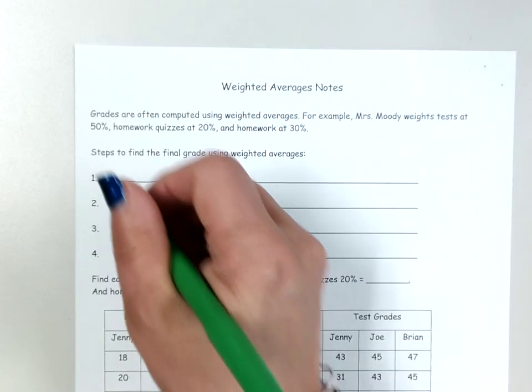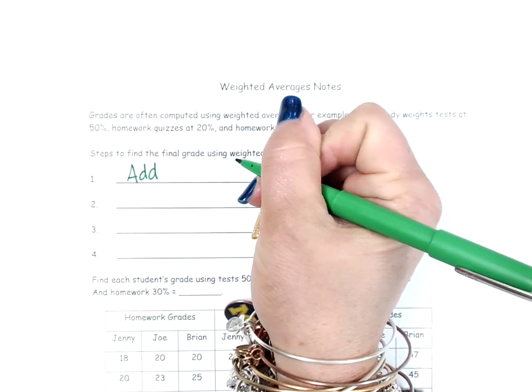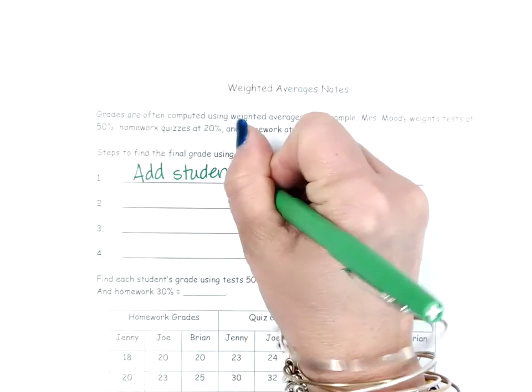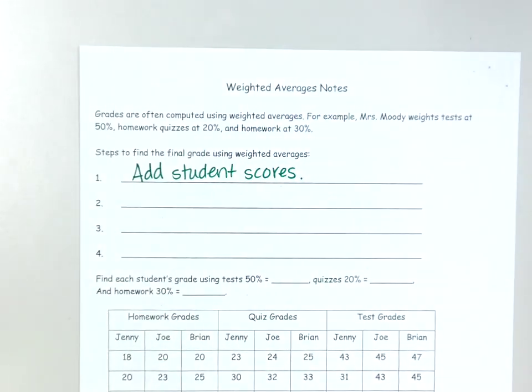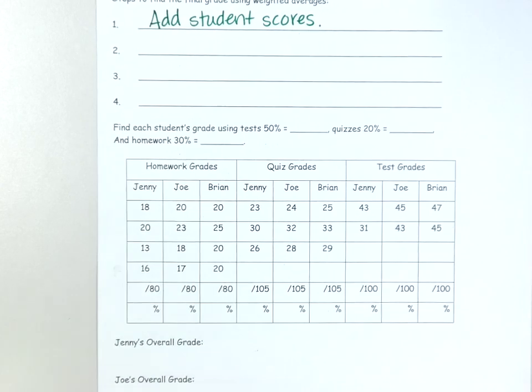The first thing you would have to do is add student scores. And make sure you pause anytime you need to catch up with the writing. So I go down below and I'm going to add up all the students' scores. So I'm going to add them for you since we're not doing this together.